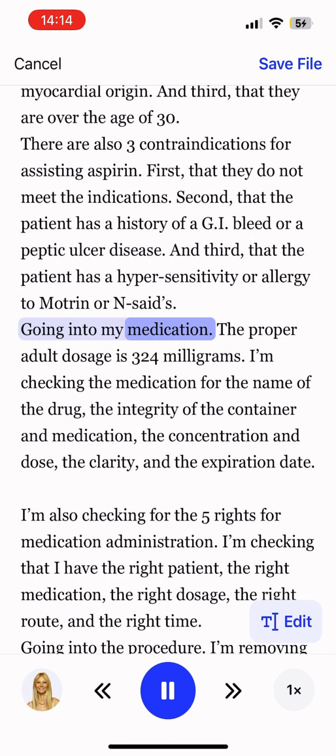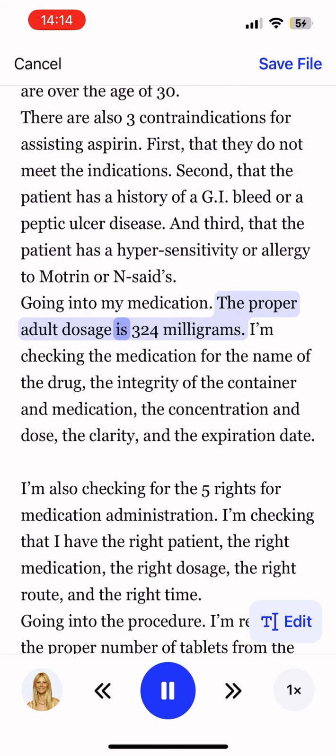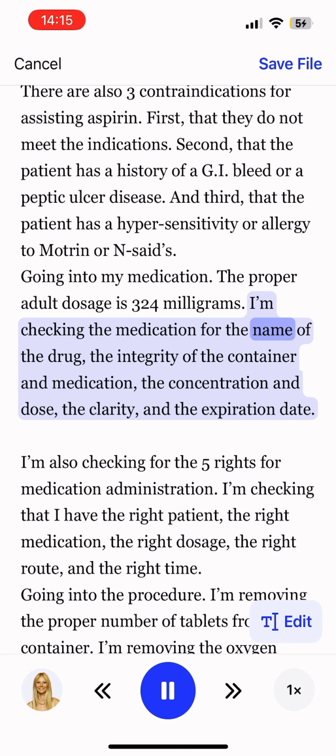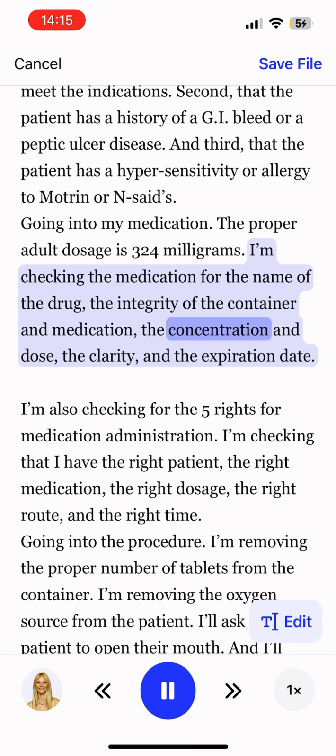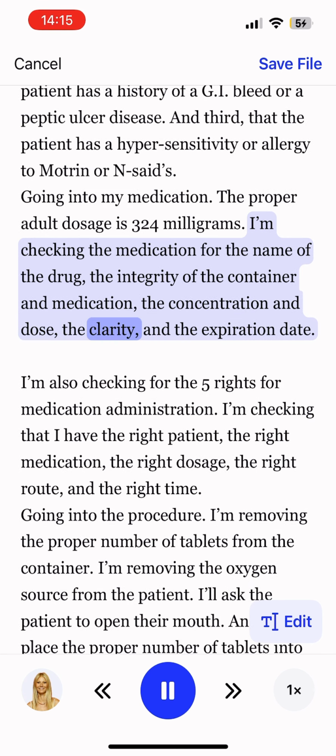Going into my medication. The proper adult dosage is 324 milligrams. I'm checking the medication for the name of the drug, the integrity of the container and medication, the concentration and dose, the clarity, and the expiration date.